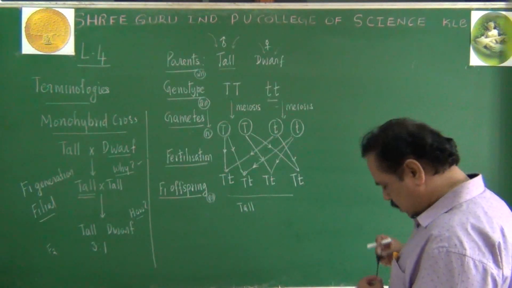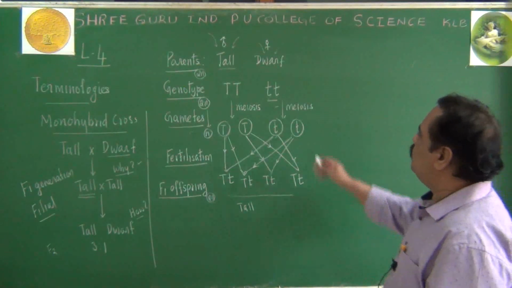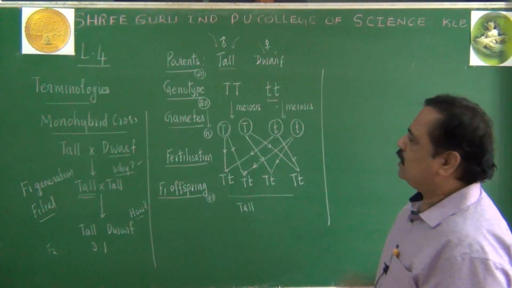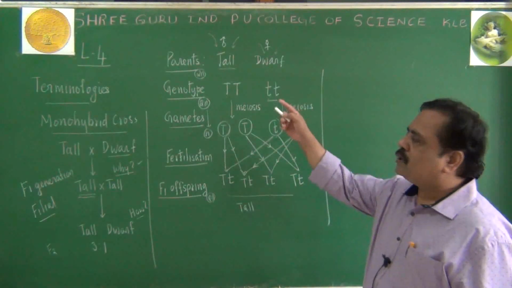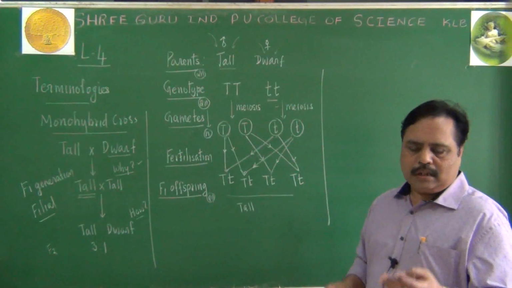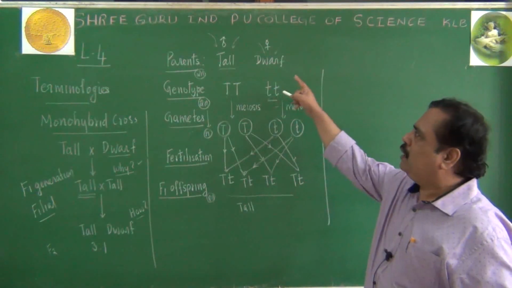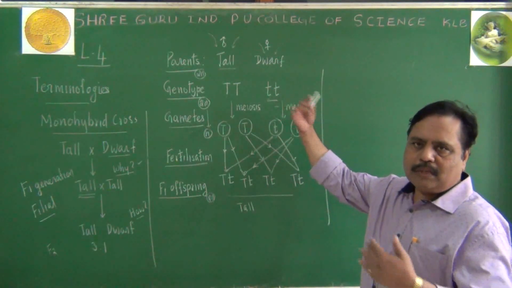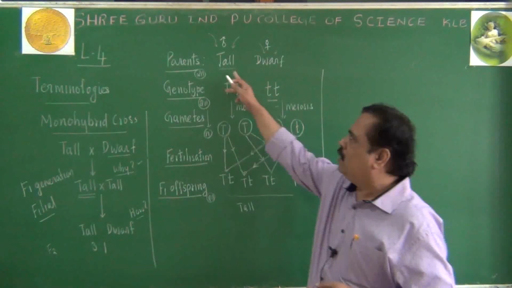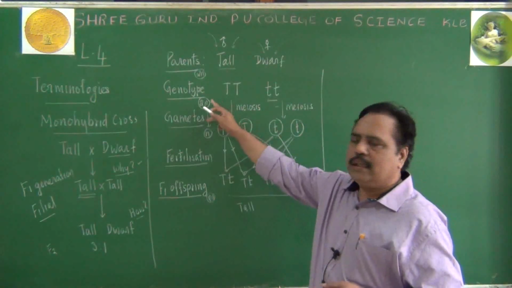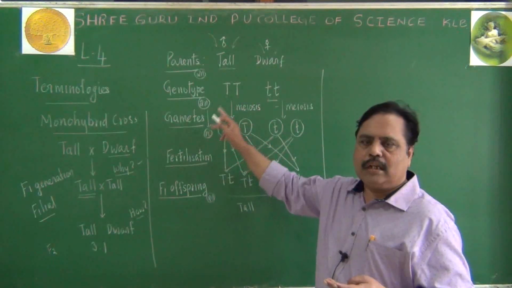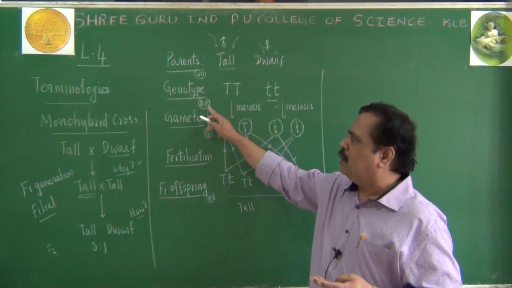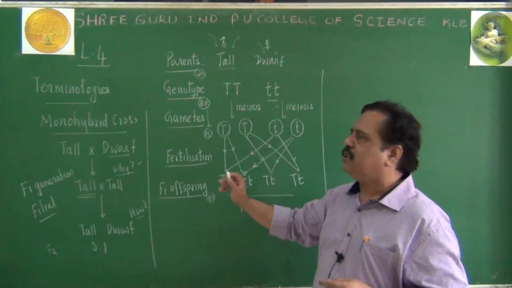Let us consider now what happens in the F2 generation, or the second generation. This is the first generation reproduction. Five steps have to be remembered. The first step is parental phenotype, morphologically how they look, tall and dwarf. Second step is genotype, their genetic makeup. And when you write the genetic makeup, remember it should be diploid in nature.